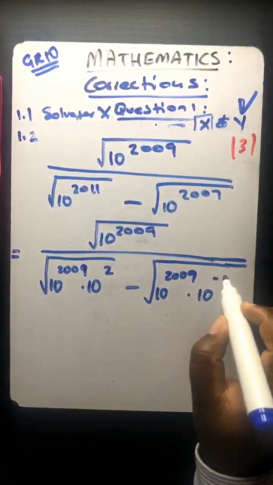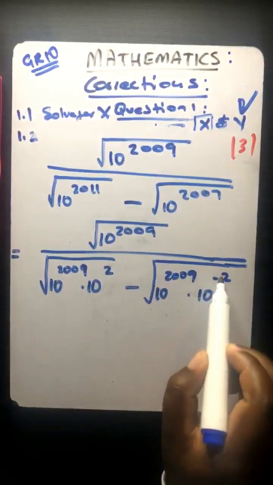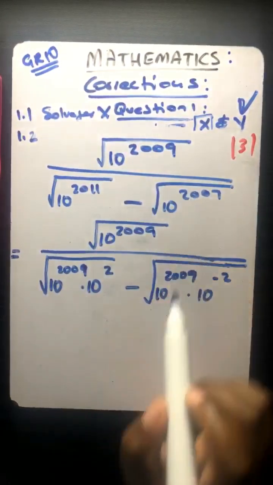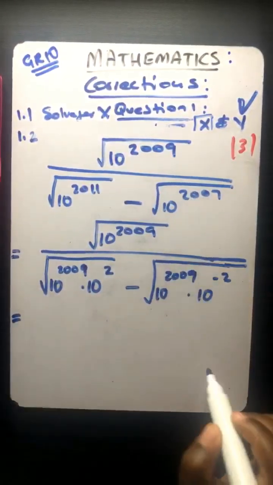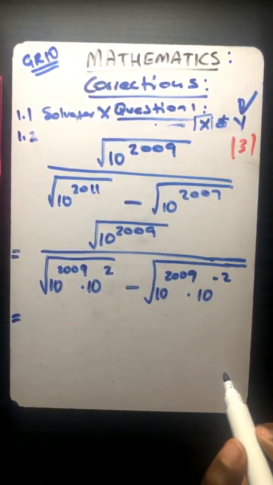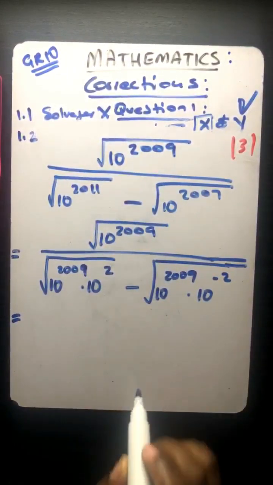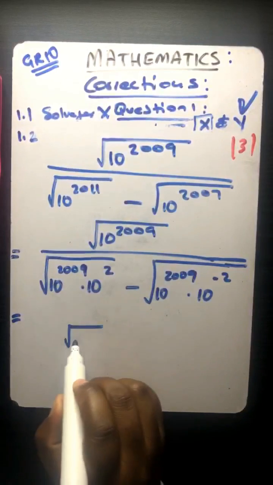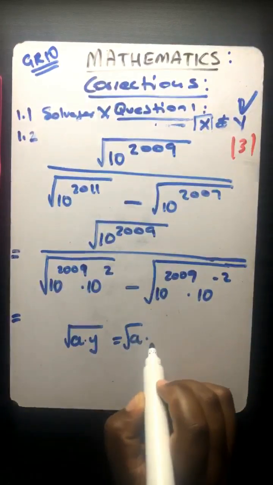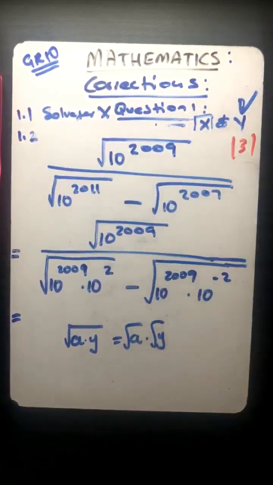What if I say minus 2? Why minus 2? Because I know when you have the same basis, you combine the powers. So that means 2009 minus 2, it takes me back to that. So that's how you make the powers the same, or you somehow manipulate those to get to where you want to be. If you remember, there is that law which says if you have the square root of a multiplying y, this is the same as the square root of a multiplied by the square root of y. I'm going to apply the same principle here.